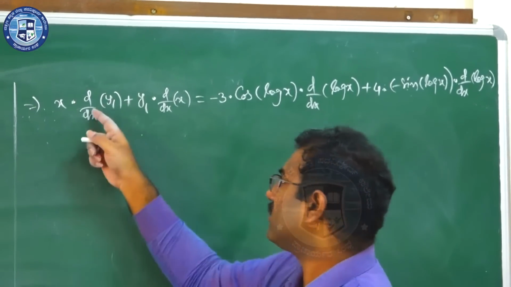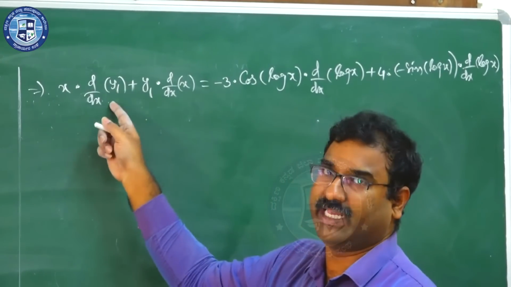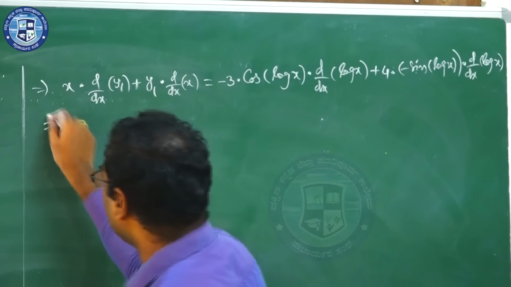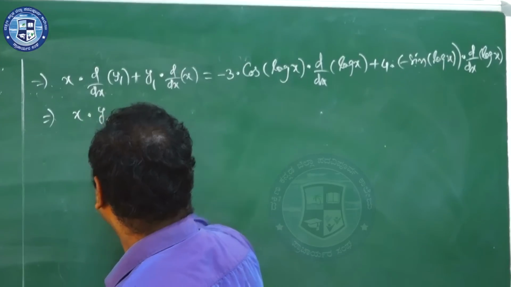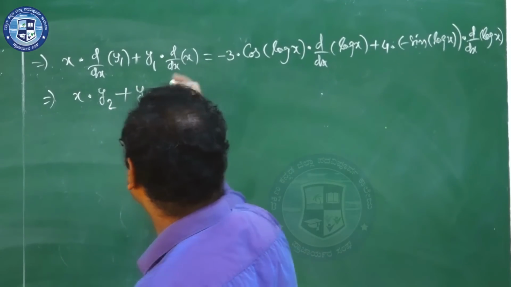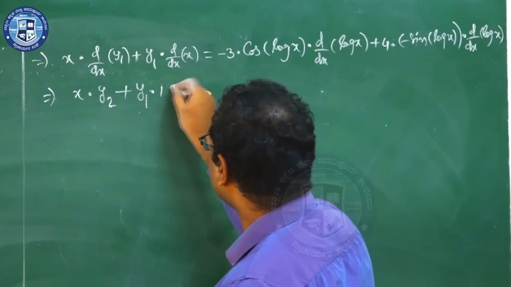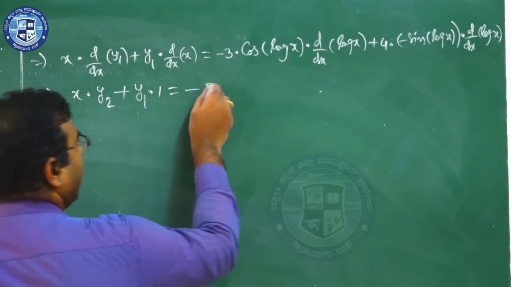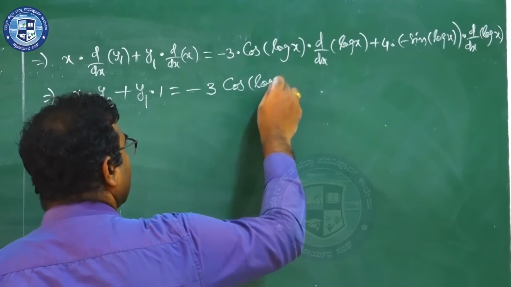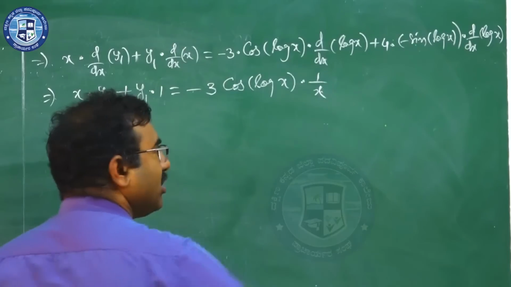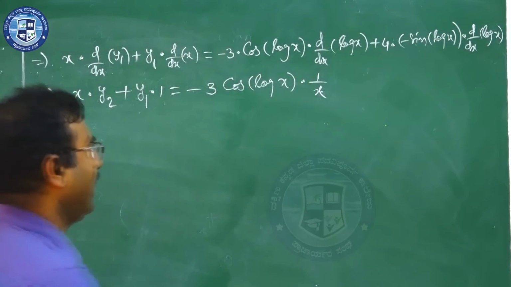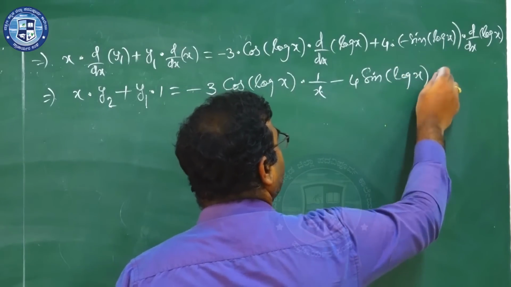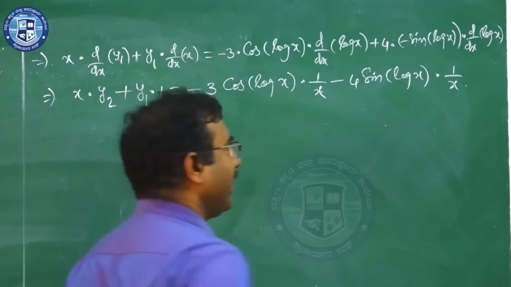Now, what we are getting? d by dx of y1 means d by dx of dy by dx. This is nothing but d square y by dx square, nothing but y2. So, which implies what we are getting? x into y2 plus y1, because the differentiation of x is 1 here, is equal to minus 3 cos of log x into 1 by x, because d by dx of log x is 1 by x, minus 4 sin log x into d by dx of log x is 1 by x.